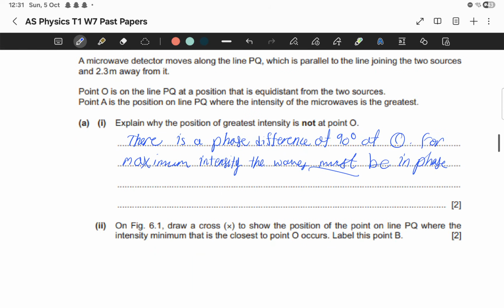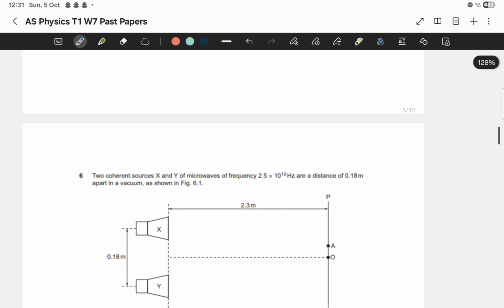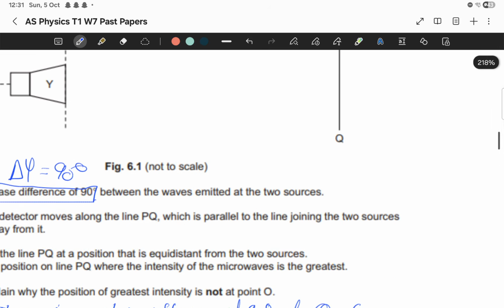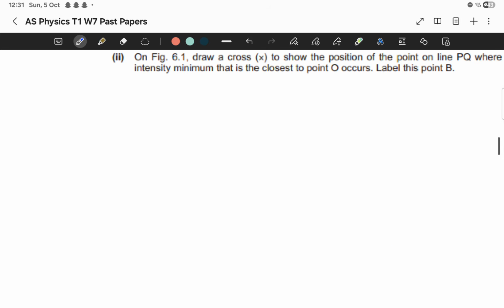Now, on figure 6.1, draw a cross to show the position of the point on line PQ where the intensity minimum that's closest to point O occurs. Label this point B. Okay, now, the way I can explain this is by explaining what phase difference is. And the way I will explain what phase difference is by drawing two graphs. So, I'll draw the graph of X and the graph of Y, because remember, the two sources are, if I can draw a straight line. Okay, there we go.